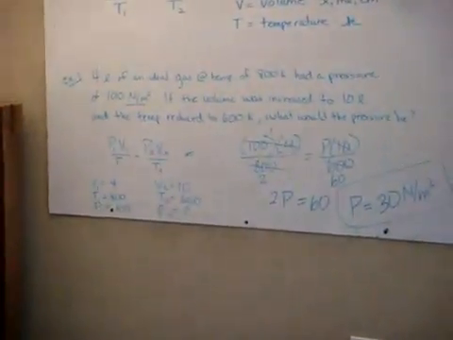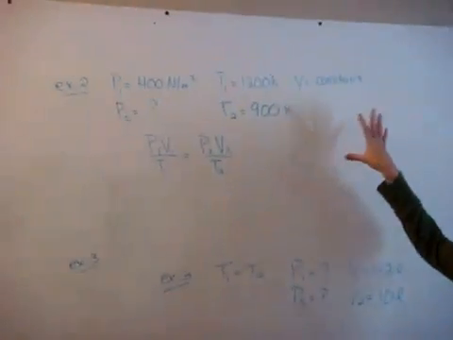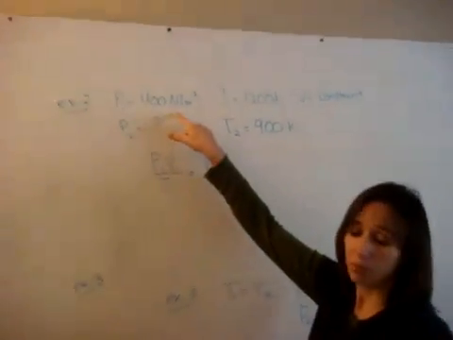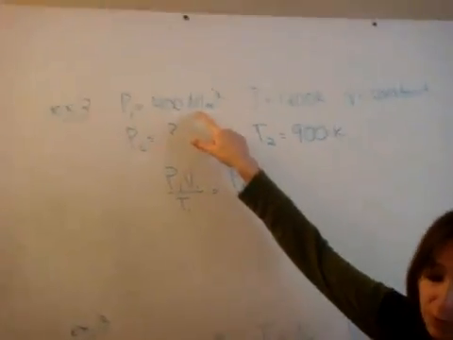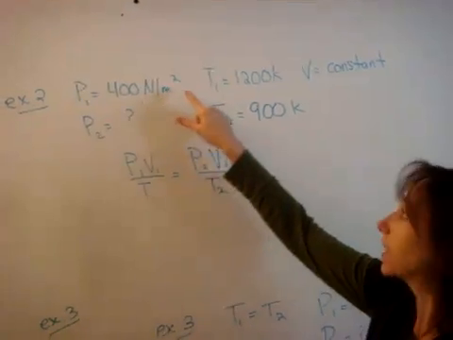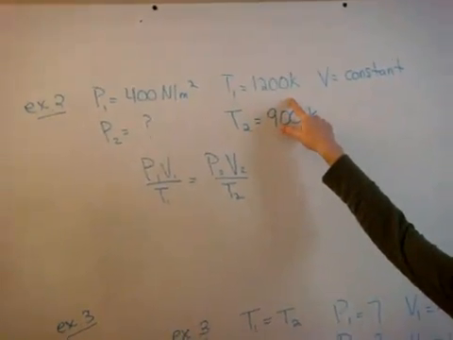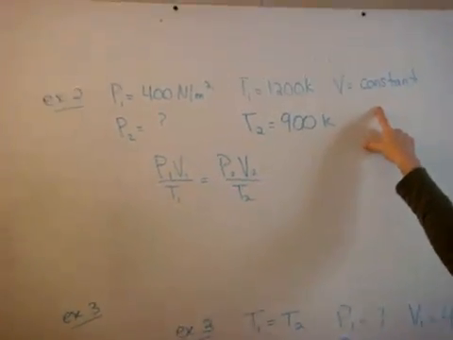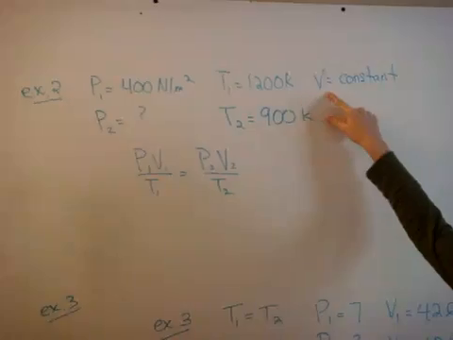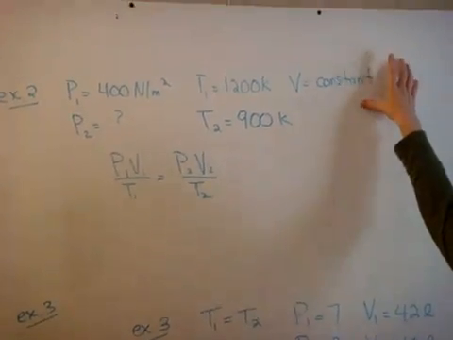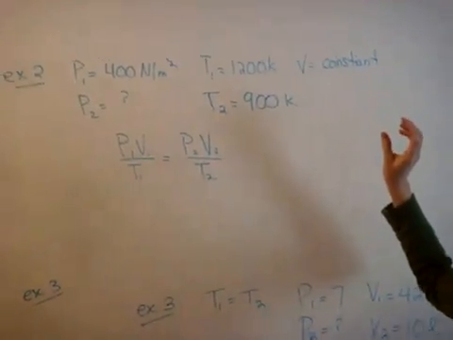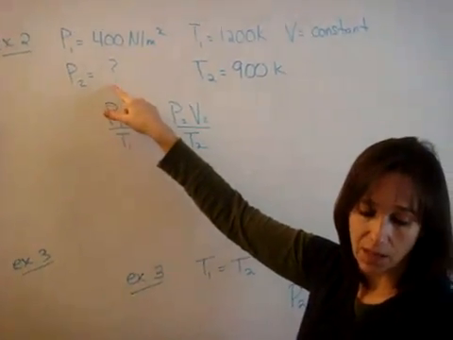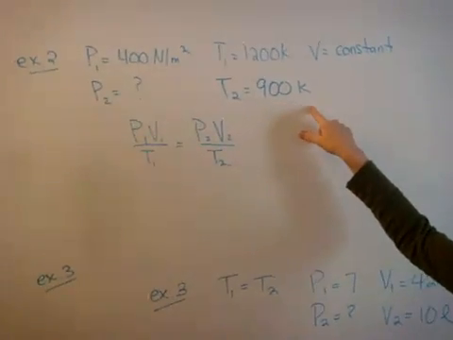Let's look up here at example 2. I didn't write the word problem down. I extrapolated the information, so let me just read it to you. The initial pressure is 400 Newton meters per second squared, and the initial temperature is 1200 kelvins. They tell you that the volume is constant, the volume held constant, so I just wrote V equals constant. That means it's going to be the same in both of these. Then it says, what was the pressure? So that would be your pressure 2, you don't know. If the temperature was decreased to 900 kelvins.